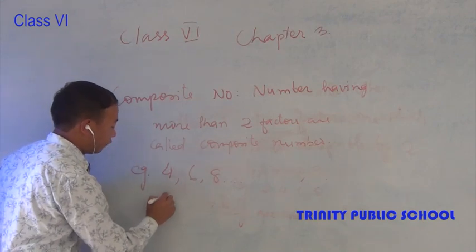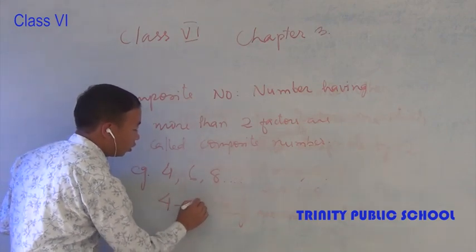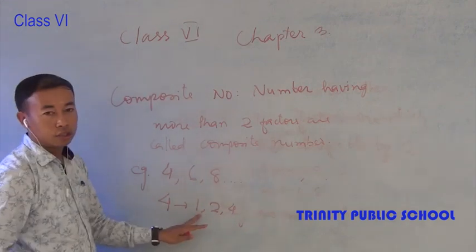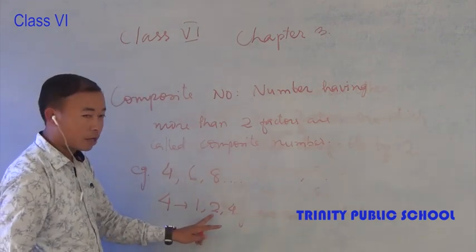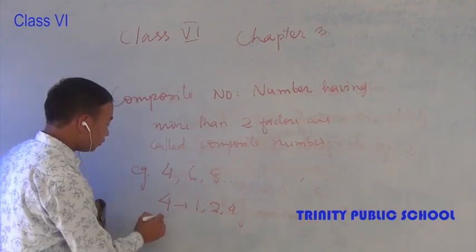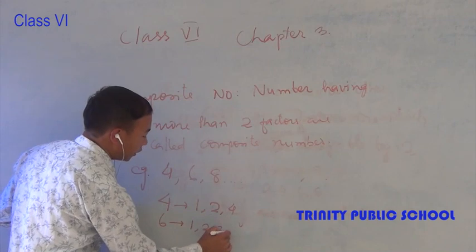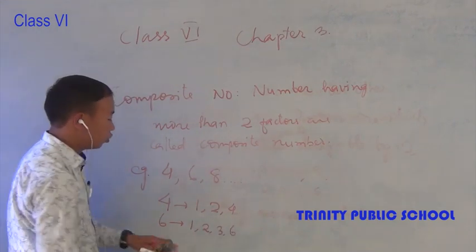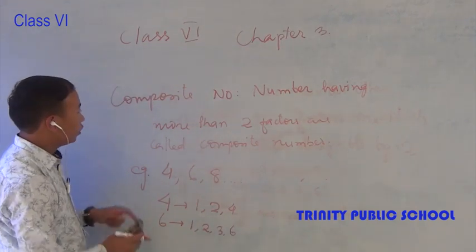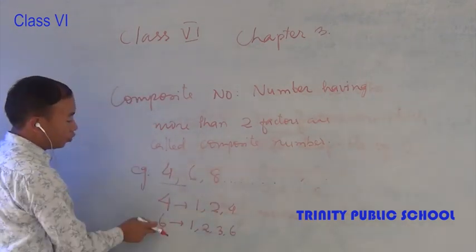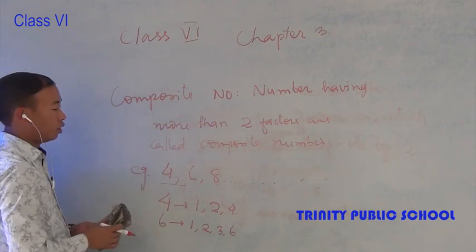Why? Let's see, the factors of 4 are 1, 2, 4. It has 3 factors, which is more than 2. For 6, the factors are 1, 2, 3, and 6. Here also more than 2 factors. So we can call these numbers composite numbers. Not only these, there are so many such numbers.